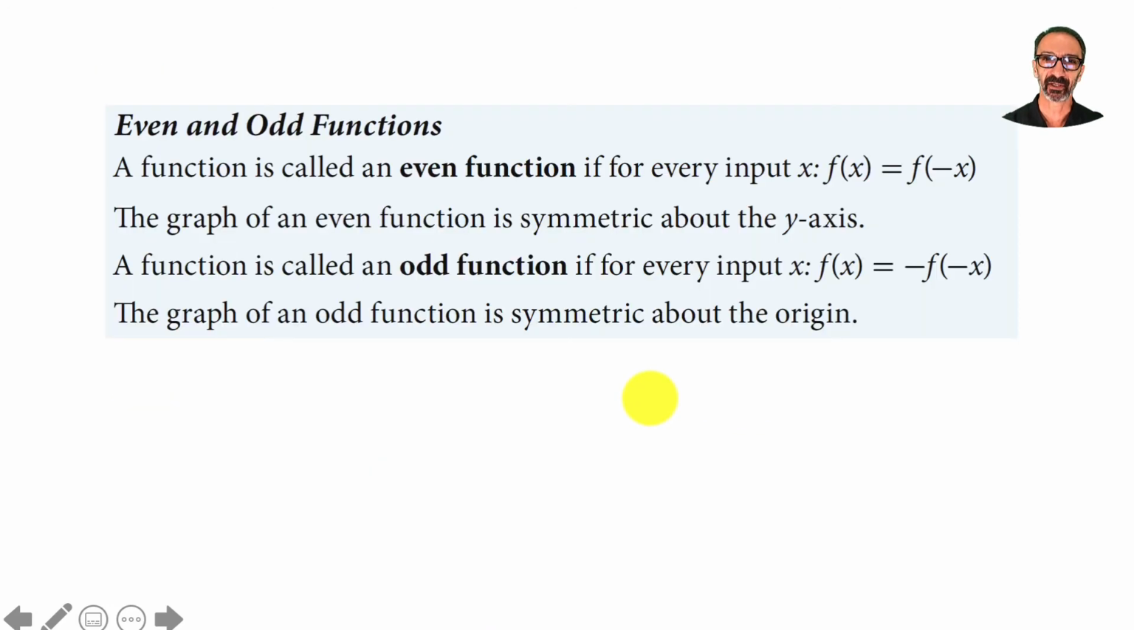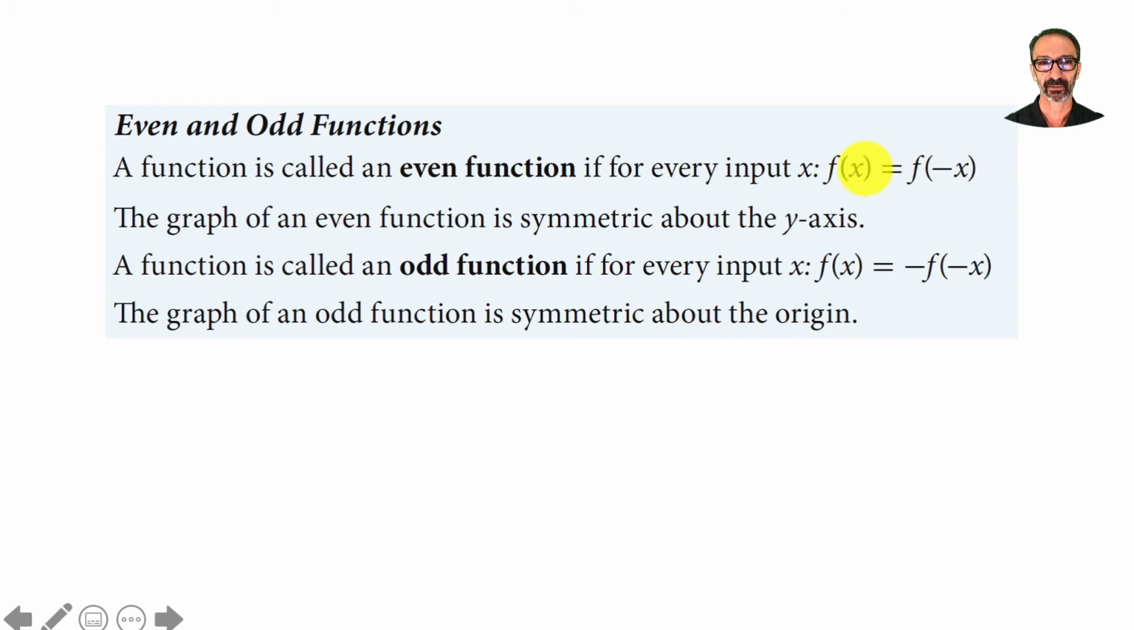Let's talk about even and odd functions, which was mentioned in the previous video, but here in more detail. An even function, if for every input x we have f of x equals f of negative x. In other words, f of x and f of negative x are the same. For odd functions, f of x and f of negative x are opposites. Alright, that's the main difference. You see the minus sign here, it's not shown here.